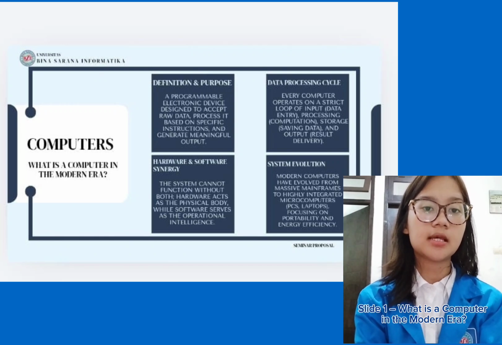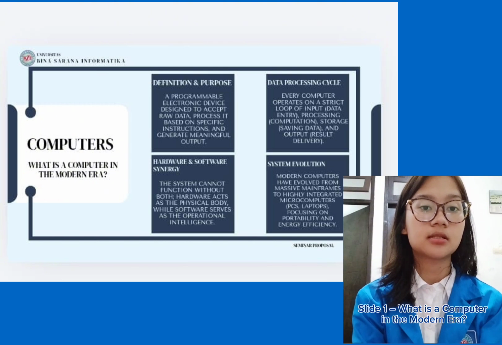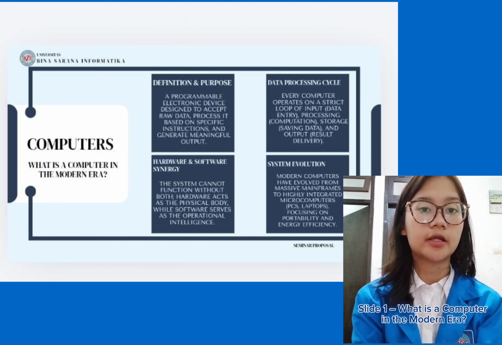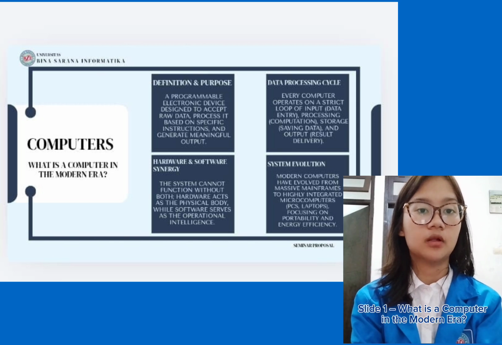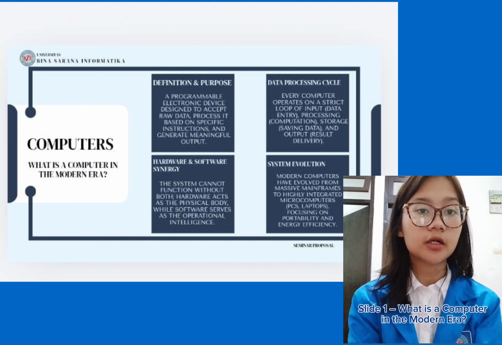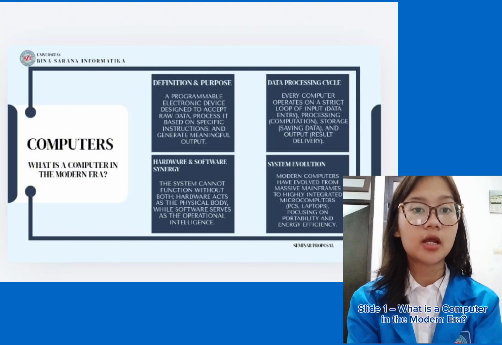A computer is a programmable electronic device that receives data, processes it according to instructions, stores it, and produces output information. Every computer works through four main stages: input, processing, storage, and output. These stages are called the data processing cycle. A computer also depends on both hardware and software.